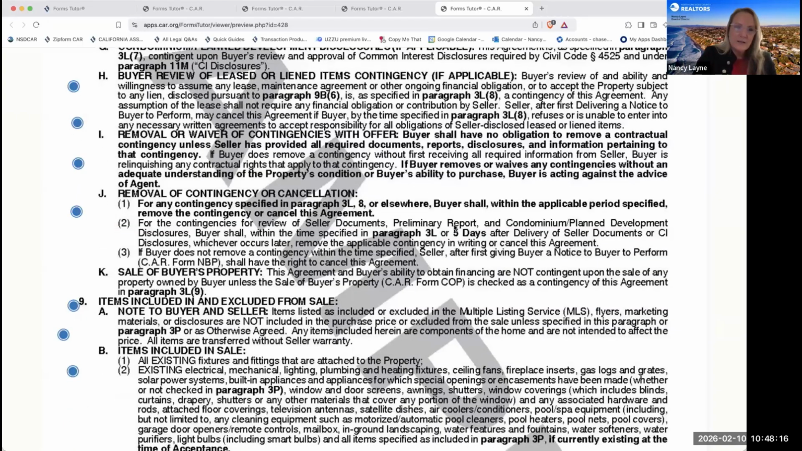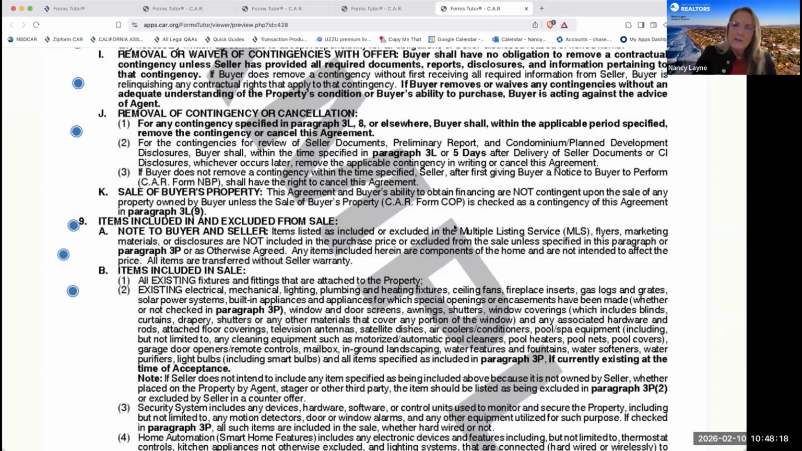The removal of contingencies or cancellation, there are timelines. And you have a specific timeline for almost every situation. So if you have something coming up that falls within those timelines for removal or cancellation, understand that you are not able, for example, to give a notice to buyer to perform more than 2 days before that item is required. So if they're supposed to remove contingencies on Thursday, you can't ask them to remove it the Friday prior, right? So it has to be within a 2-day timeline.